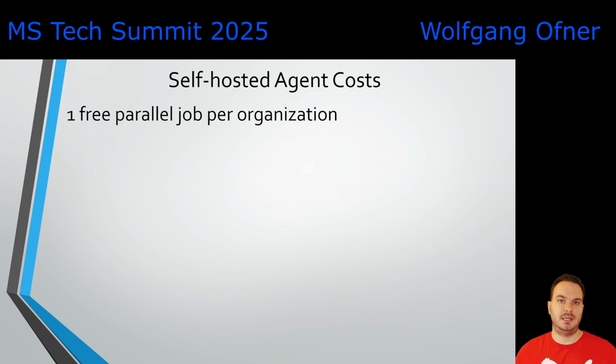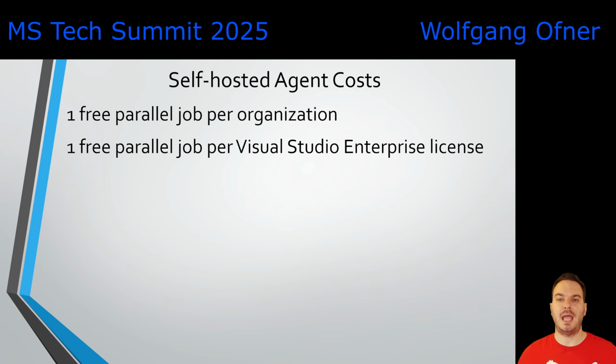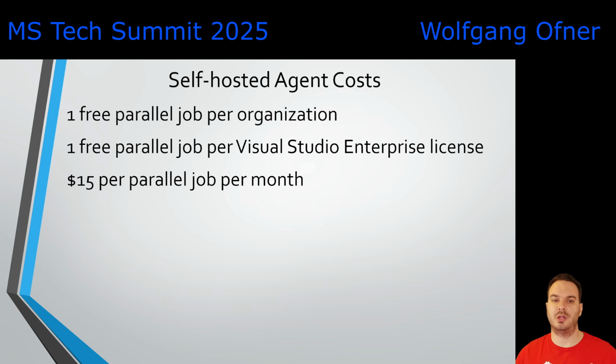The costs, it's similar to the hosted agent. In this case, you get one free parallel job per Azure DevOps organization. And you also get one parallel job per Visual Studio Enterprise license. That's the same as with the Microsoft hosted agents, but since you don't get an additional agent with the Visual Studio Enterprise license, I haven't included it there. Since you're running the agent on your own hardware, the agents are a bit cheaper, and so you pay $15 per month per parallel job for self-hosted agents.